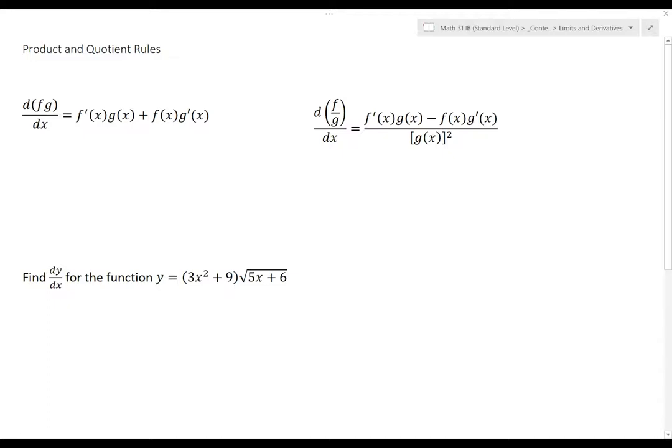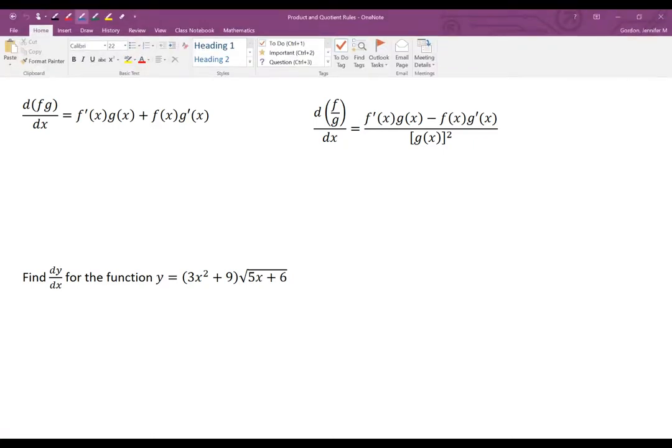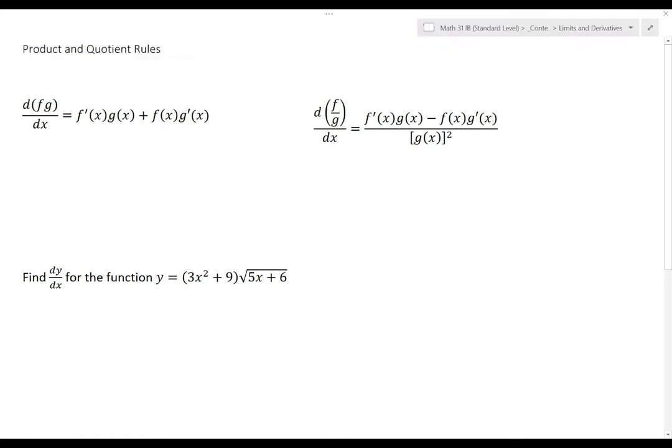Hello. In this video, we're going to apply product and quotient rules to find derivatives of more complicated functions. I'm actually going to run you through the proofs of these rules in class, but for what we have here, if we have a product of two functions, so f times g, the derivative of that function with respect to x is the derivative of the first function times the second function, plus the first function times the derivative of the second function. And there's a similar rule for quotient.